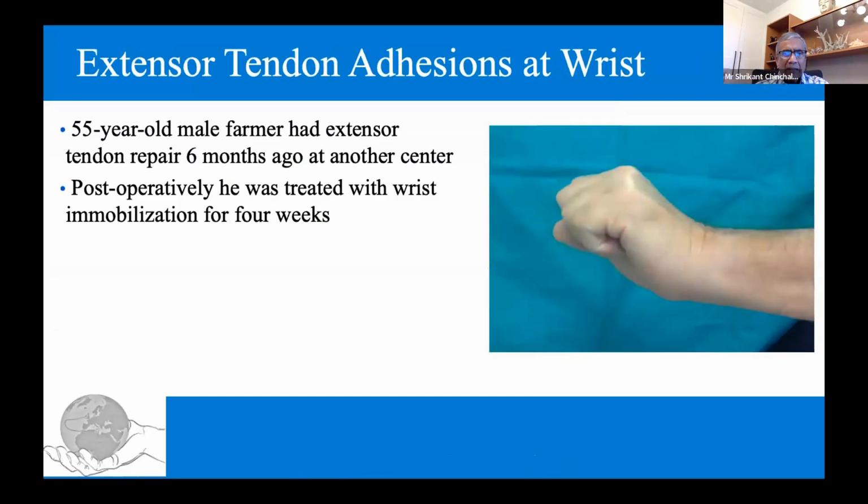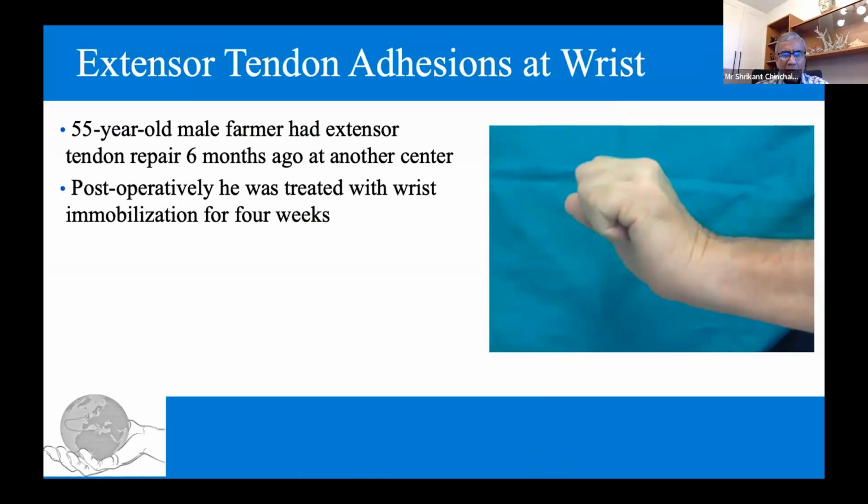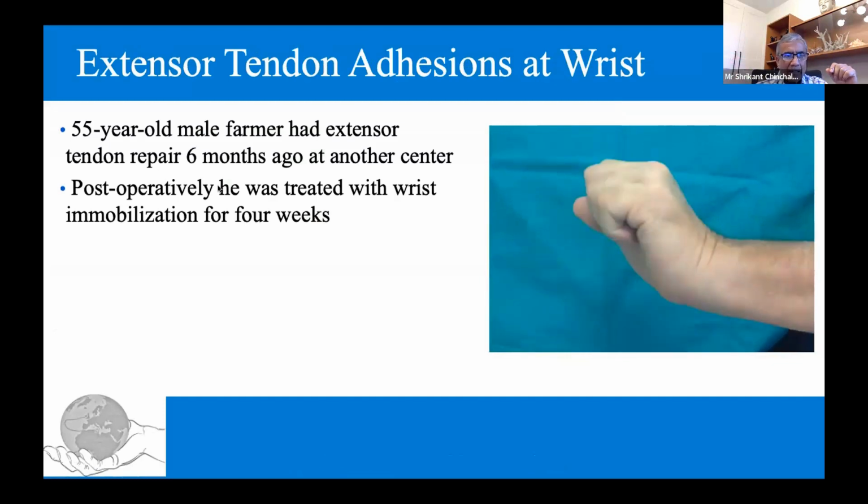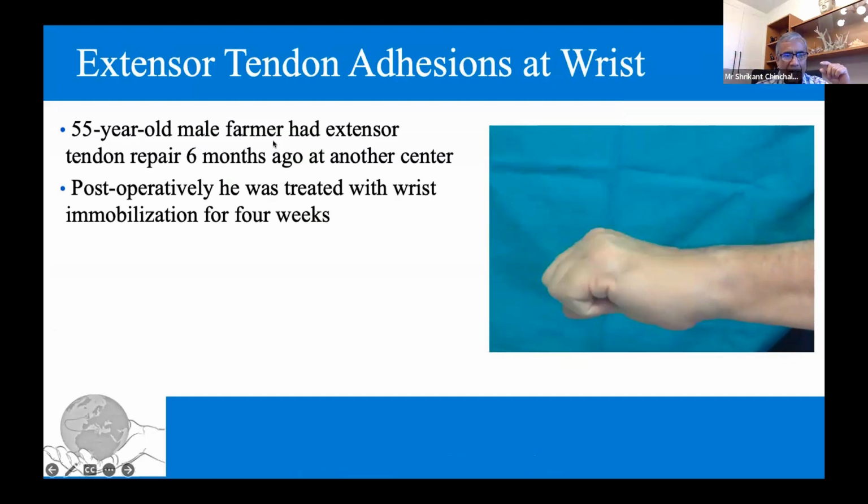So we looked at a particular case who was sent to us from a different hospital. This patient is a 55-year-old male farmer. He had an extensor tendon repair 6 months ago at another center. Post-operatively, he was treated with wrist immobilization for a 4 week period of time. He was then referred for hand therapy.